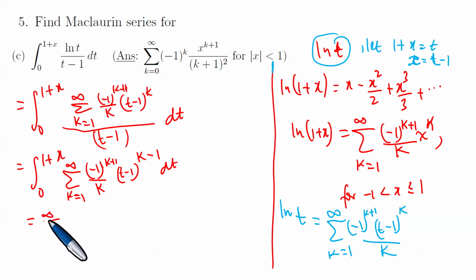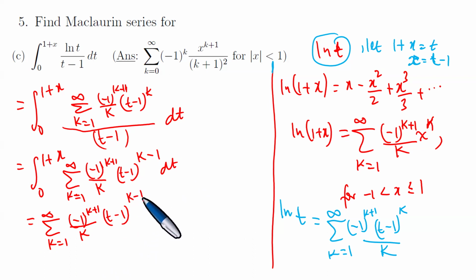If you then integrate this, which is minus 1 to the k plus 1 divided by k, and then if you integrate these, t minus 1, you add 1. Minus 1, you add 1, but also you add 1, like this. This integration is done from 0 to 1 plus x.